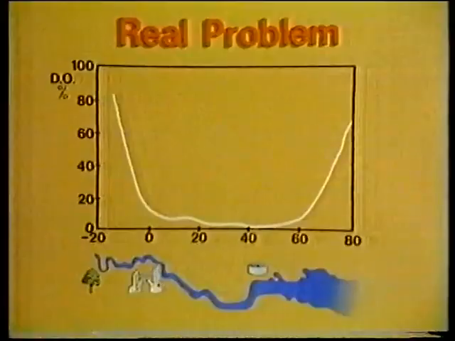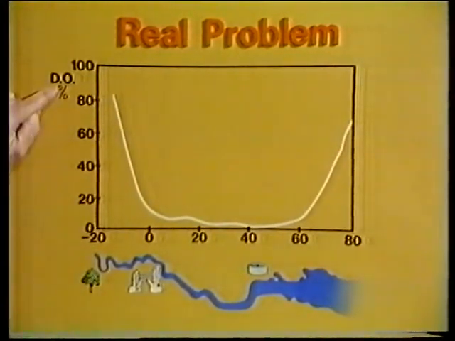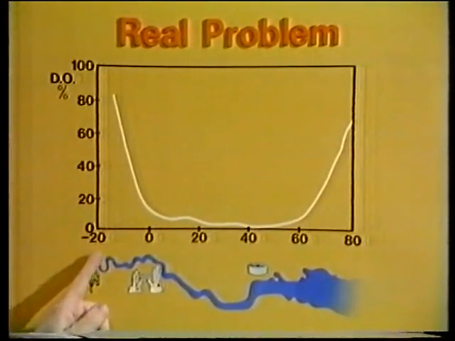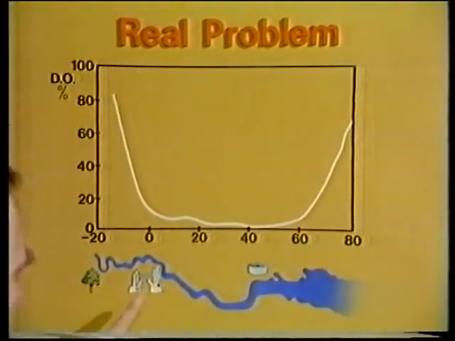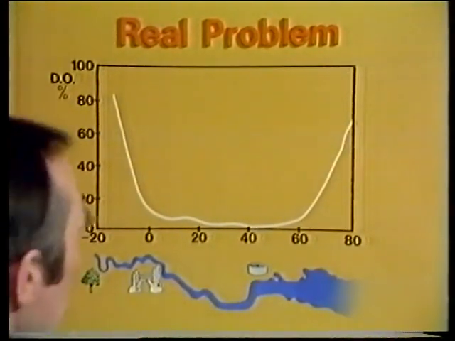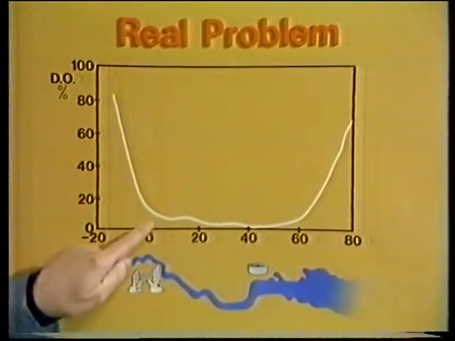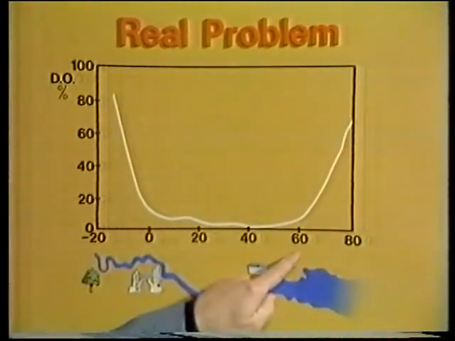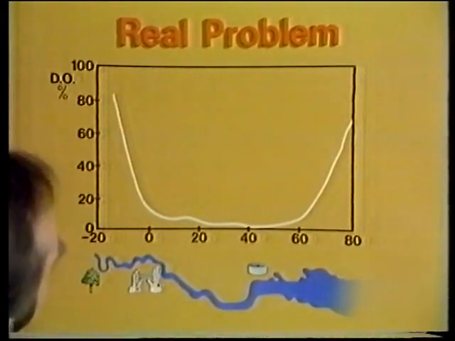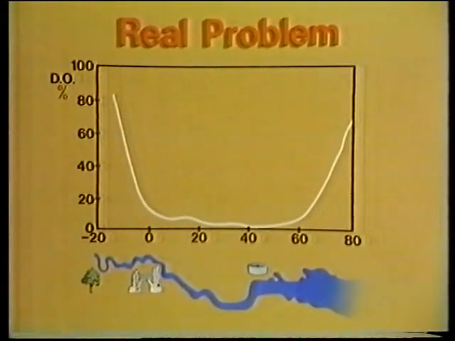This is that 1950 crisis curve again. Here is the concentration of dissolved oxygen expressed as a percentage of saturation, that is, a percentage of the maximum amount of oxygen you could get into the water. And here's the distance measured in kilometres from the centre of London out towards the estuary. And you see that for a large stretch of the river, there was either no oxygen or next to no oxygen. The river was, in fact, dead.